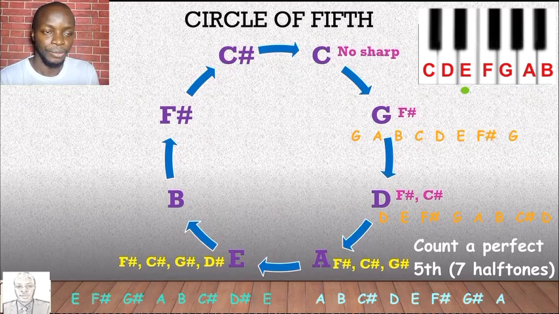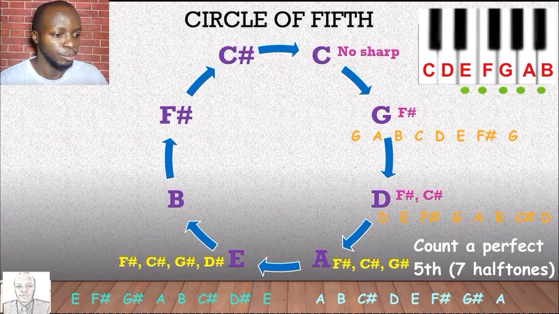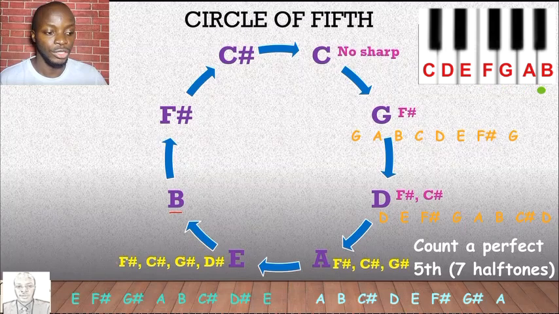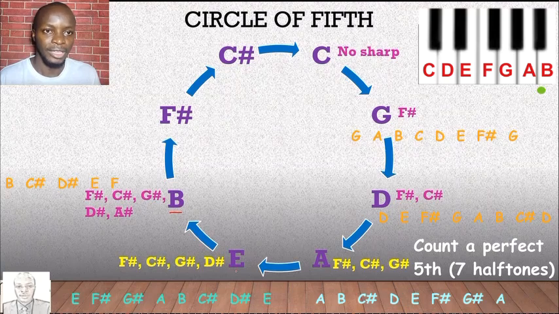From E major, you also count 5 notes. And when you count 5 notes from E, you have E, F, G, A, and B. So B major will be the new key, right? So let's say the key of B major. B major will have all the sharps from the previous scale plus a new sharp. And that's A. So on the scale of B major, you have B, C sharp, D sharp, E, F sharp, G sharp, A sharp, and B. So B major, we have 5 sharps.